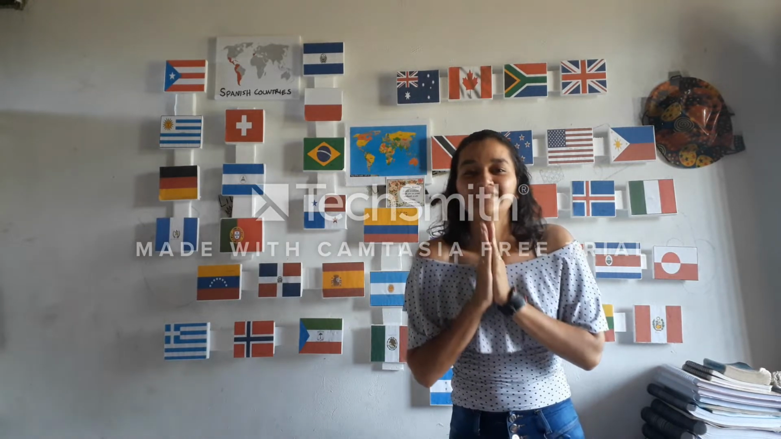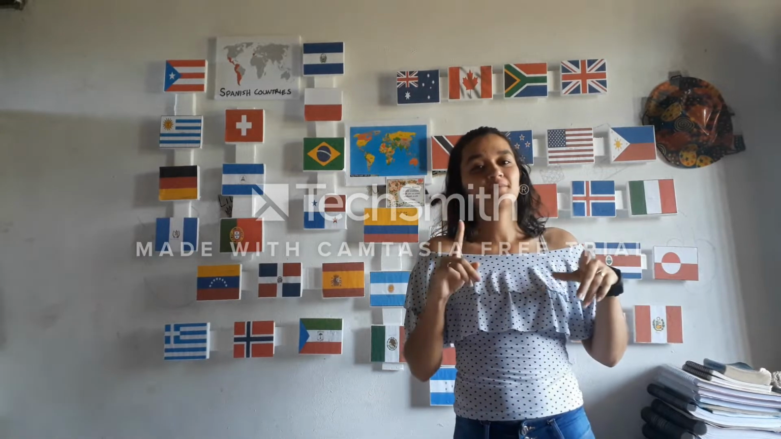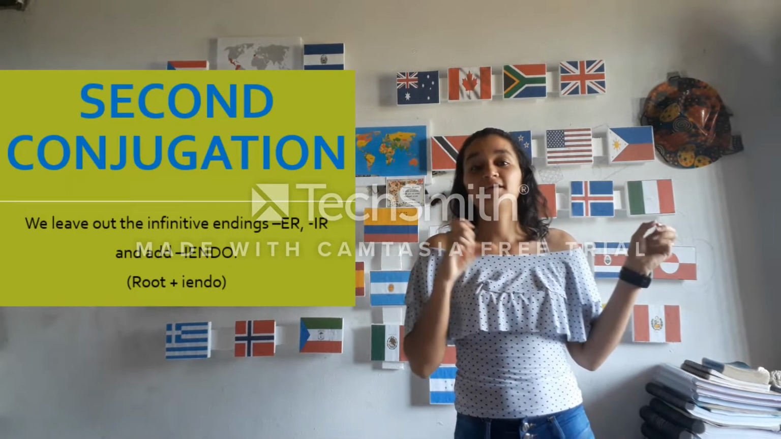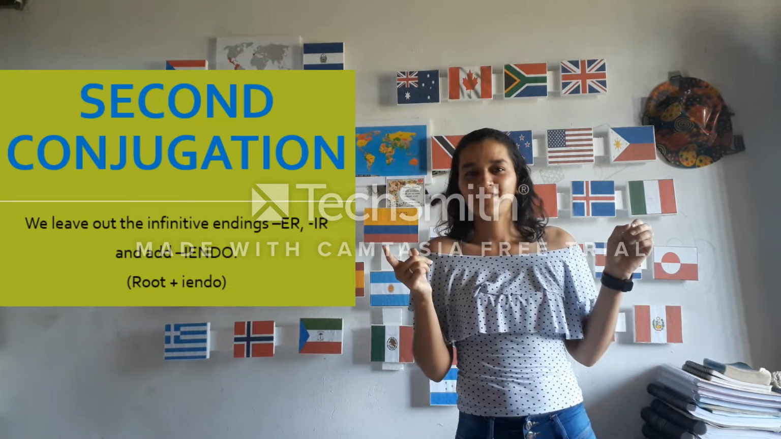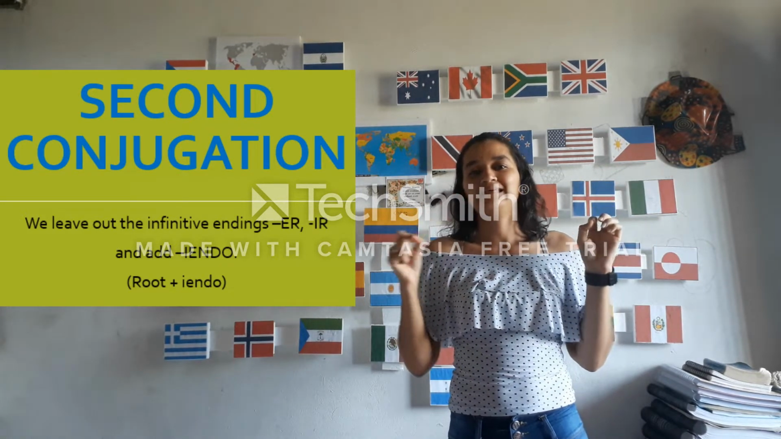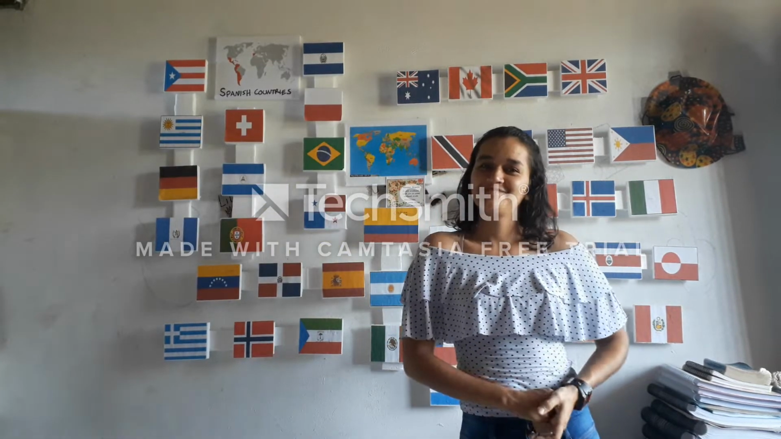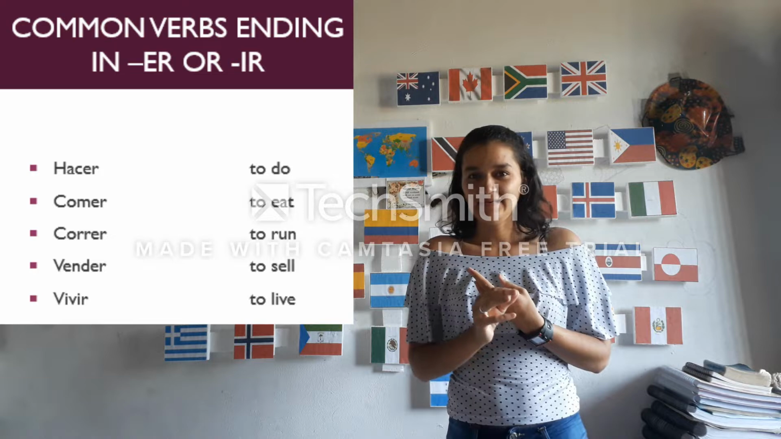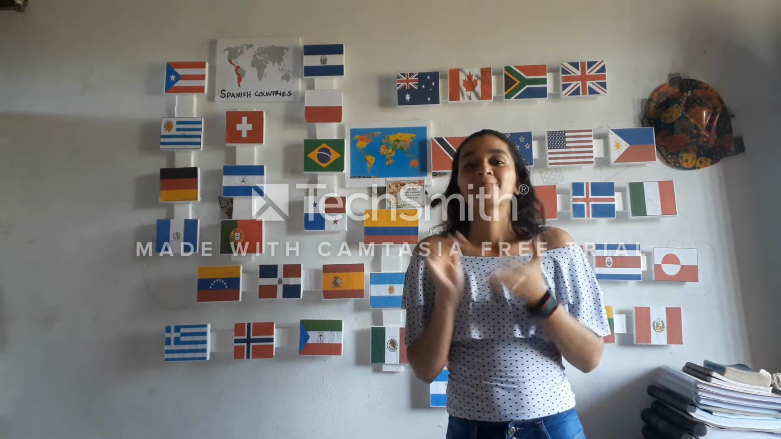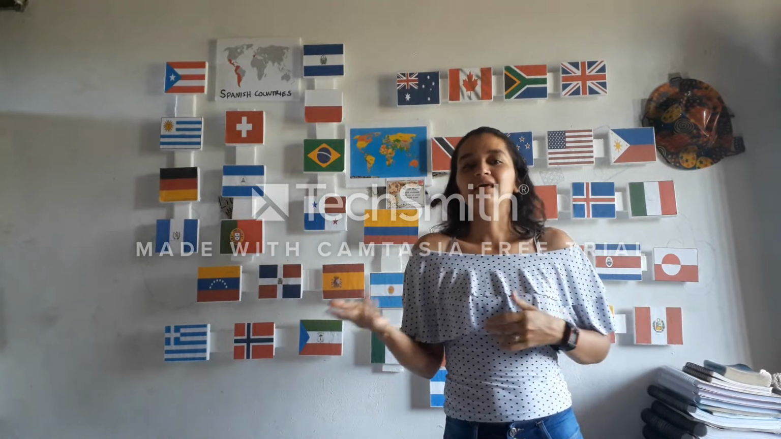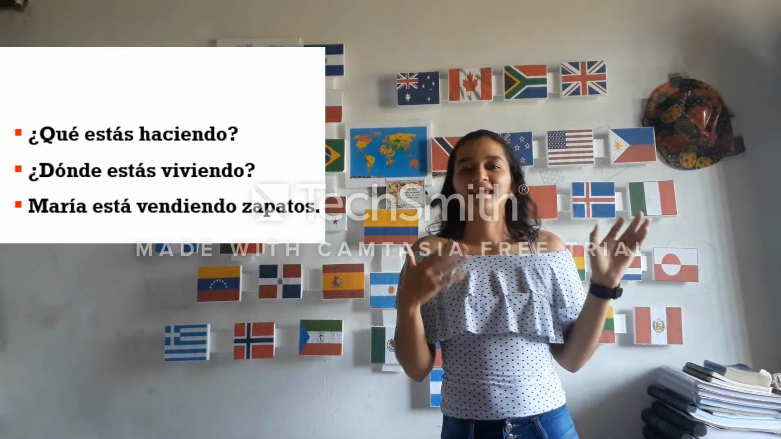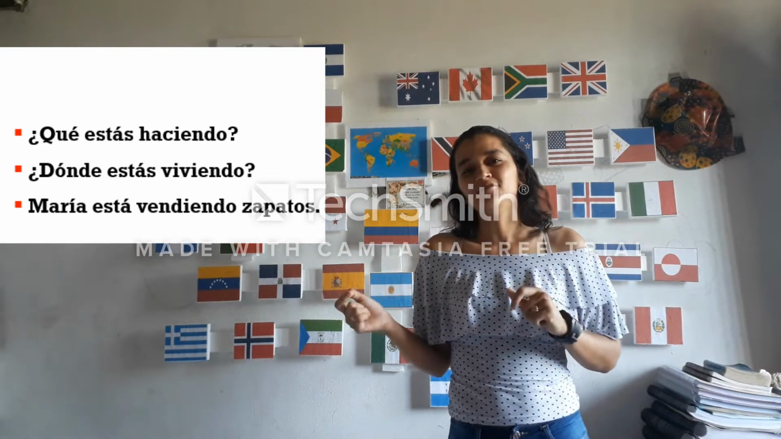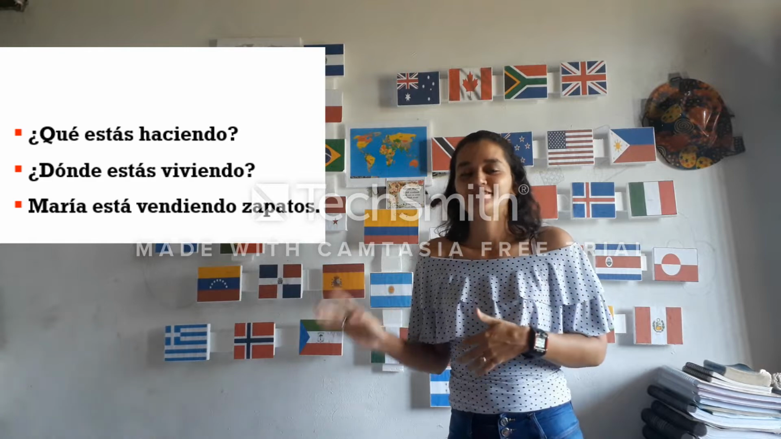Now, the second conjugation is for the verbs ending in er or ear because they have the same ending. They are all going to end in yendo. Okay, so again, we keep the root and add yendo. So here we have some verbs. Hacer, comer, correr, vender, vivir, and other verbs. Now, what we're going to do is add yendo, and that's it. So, for example, ¿qué estás haciendo? Or, ¿dónde estás viviendo? María está vendiendo zapatos.